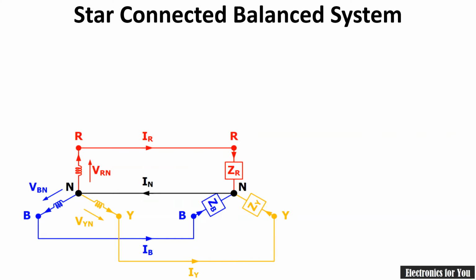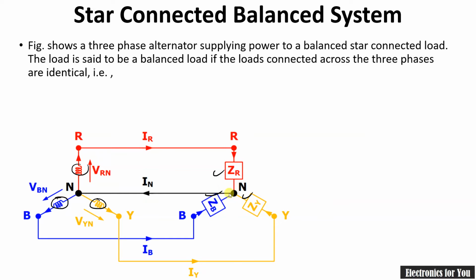Now let us see the star connected balance system here. This is a star connected system. You can see, let us assume that the impedances of these three coils are same here, and it is connected across another load that is having ZR equal to ZY equals to ZB, that is all the three impedances are same here. Then such a system is called as balanced system.